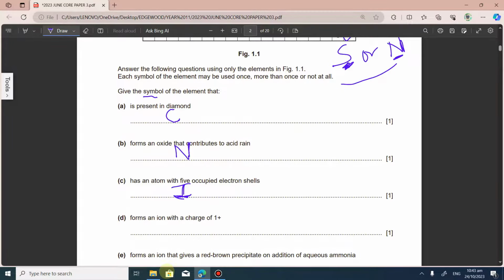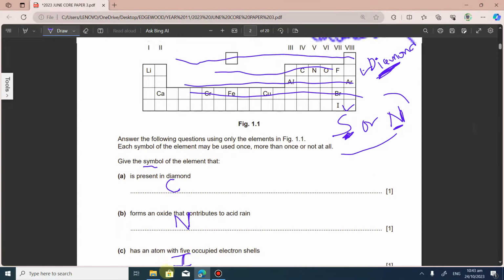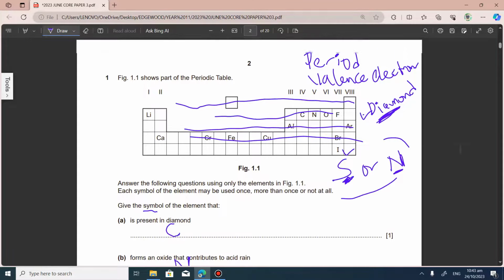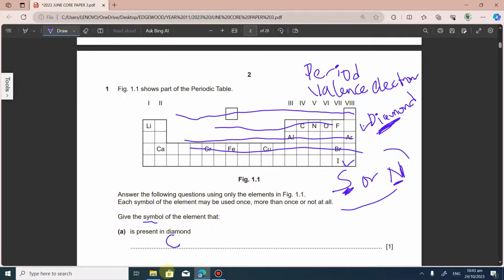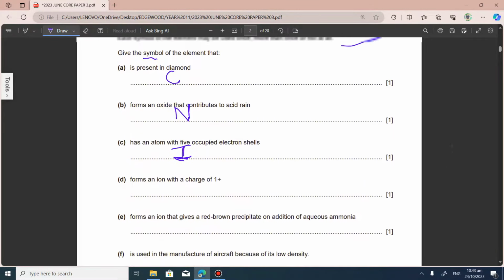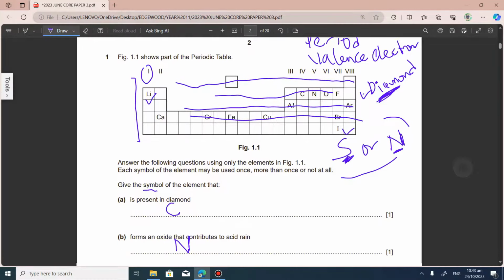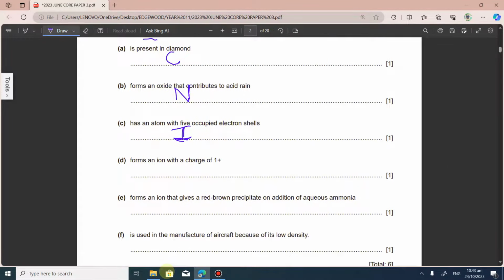Now let's go to the next question. It says forms an ion with a charge of 1+. Now, elements that form a 1+ charge are simply elements of group 1. And just like I mentioned earlier, the group is the vertical arrangement. So this is group 1, and look at the element there, which is lithium. So just go through the figure and look at which element is in group 1. The only element there is lithium, according to that figure. So we simply put the symbol of lithium here.